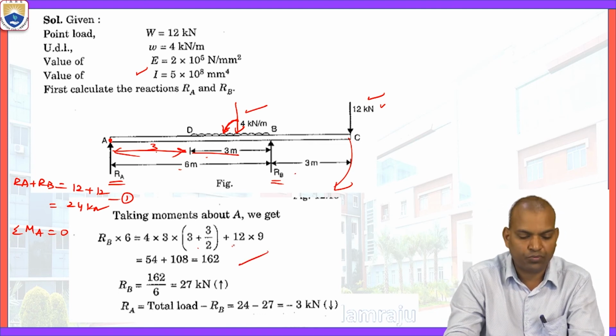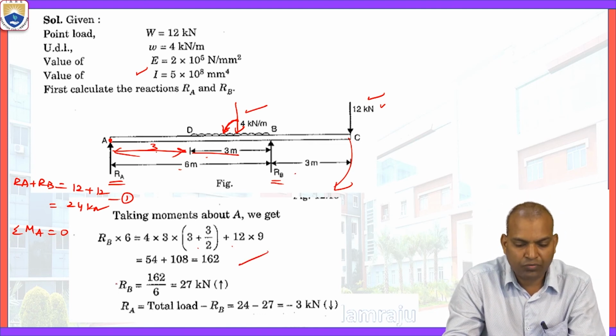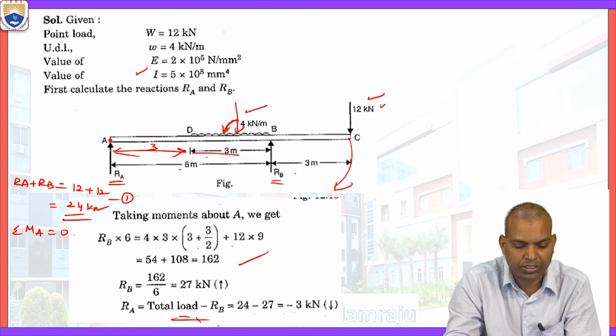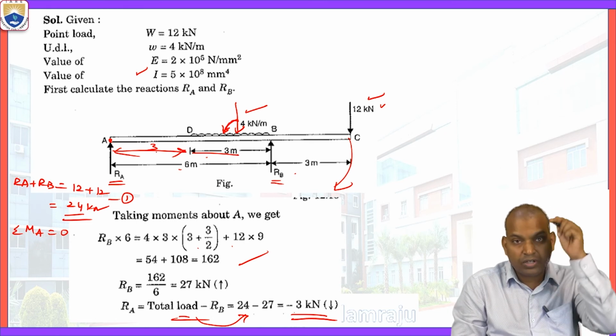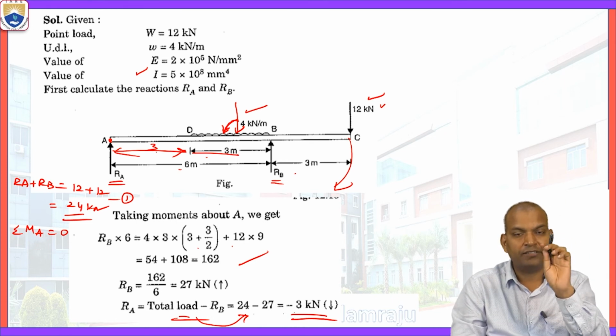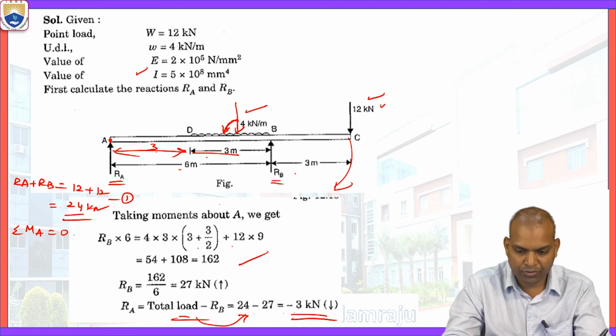This is 162. So RB value is 12 kilonewtons. Now the total load, then RA equals total load minus RB. The total load is 24 kilonewtons minus 27, that is negative 3 kilonewtons. So at RA, the reaction is not upward, it is negative. So it is acting downwards.